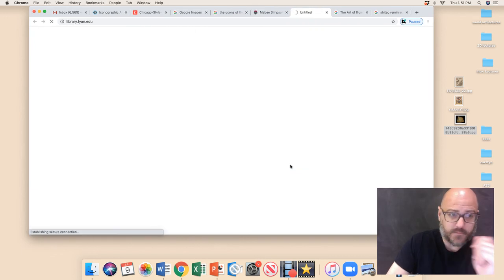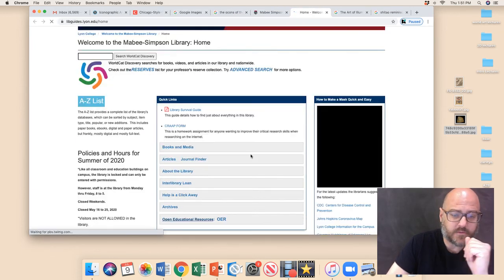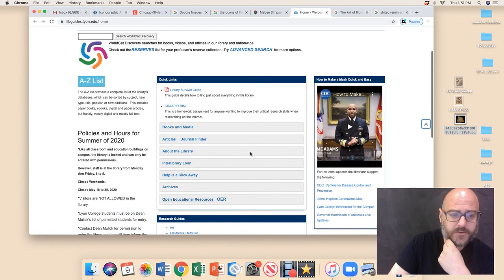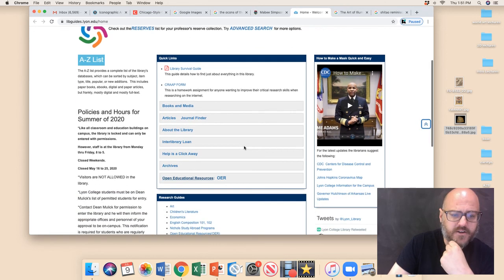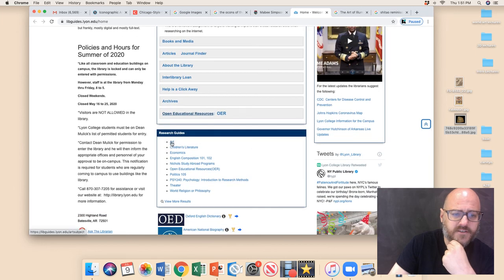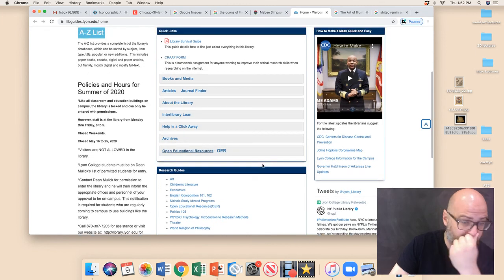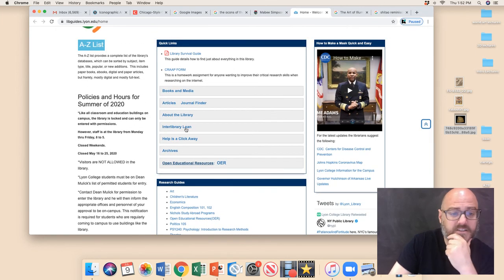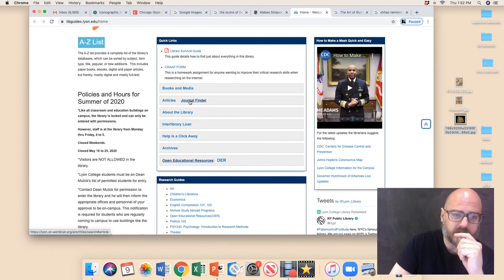So here's the Mabey-Simpson Library. Click on Visit the Library, and I have these links in the Writing About Art folder. Here you can do an article search or a journal finder search. We also have a research guide on art that the librarians at Lyon put together. Super helpful. You can take a look at that. It gives you more information about how to research, in particular, in art. Here's the Interlibrary Loan. So you could ask for something and pick it up from Lyon if you wanted to. Check it out for the entire semester. And then here's how to do a journal finder.